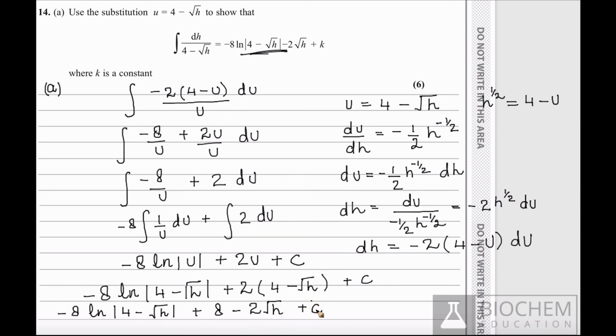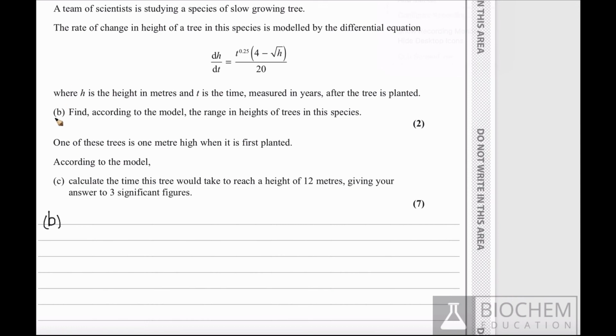We know c is a constant, and a constant added to 8 will give you another constant. So we can say that c plus 8, we can call it any variable, but since they have called it k, I'll call it k as well. This will give us our final answer to be negative 8 ln (4 minus square root of h) minus 2 root h plus k.